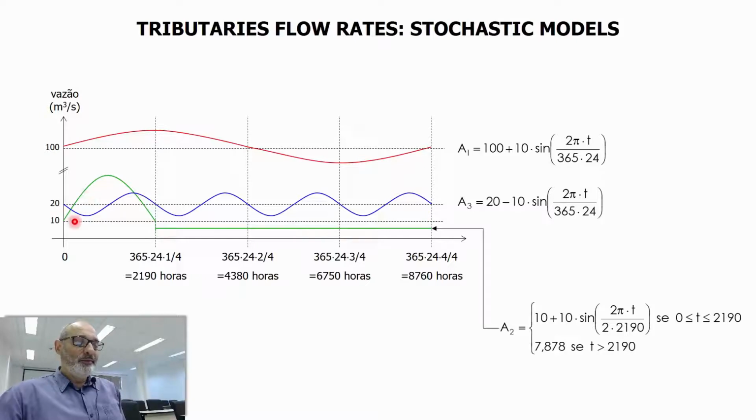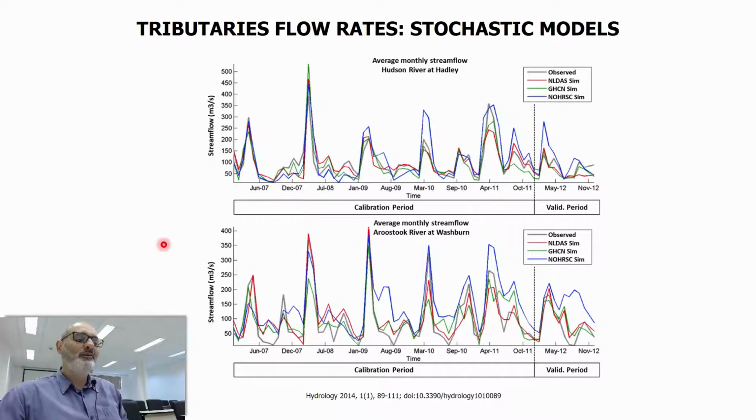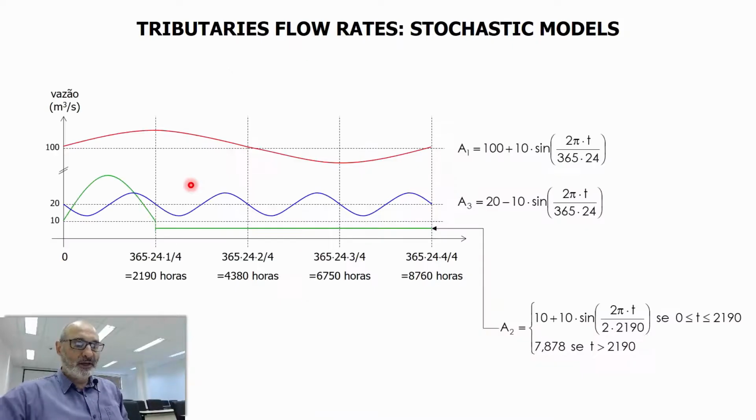And the green river has a sinusoidal variation during this period here, and then a constant flow rate. The corresponding mathematical formula is given here, and the average flow rate is 10 cubic meters per second. That's why we have this strange number here, 7.878. When you integrate this during the whole year, you get 10 as the average flow rate. So these definitions are just to simulate actual behavior in a real river.